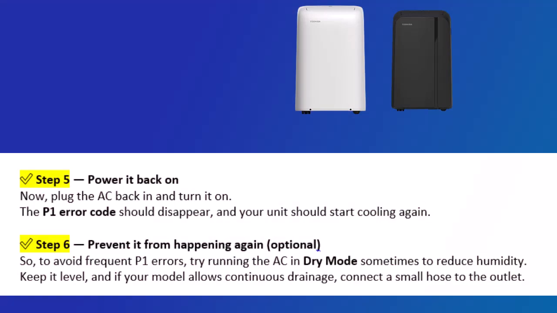Step 5, power it back on. Now, plug the AC back in and turn it on. The P1 error code should disappear and your unit should start cooling again.